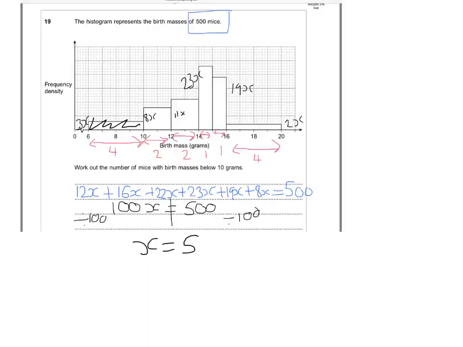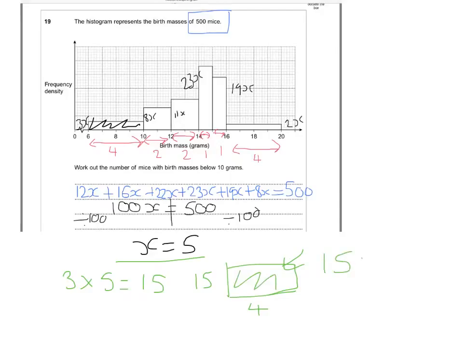Now if x is 5, that section which says 3x times 4, actually the 3x now becomes 3 lots of 5, so that's 15 in terms of the height, and it's still got a width of 4. So 15 lots of 4, giving you an area of 60, so it represents 60.